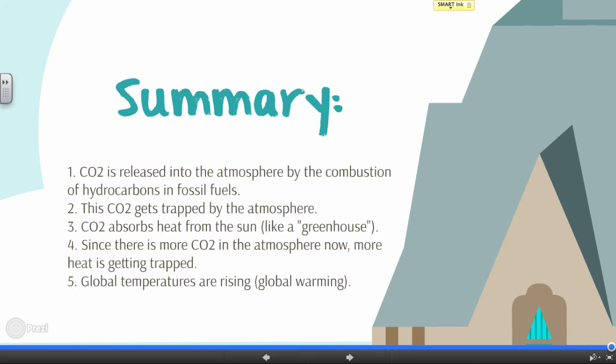So combustion puts the CO2 in the air. The CO2 in the air then traps the heat like a greenhouse. And then because it's acting like a greenhouse now, we're seeing global warming trends.